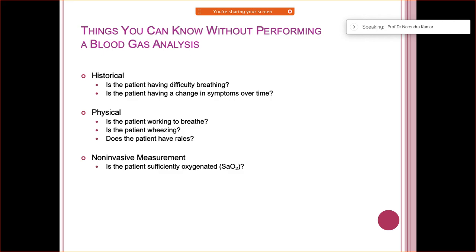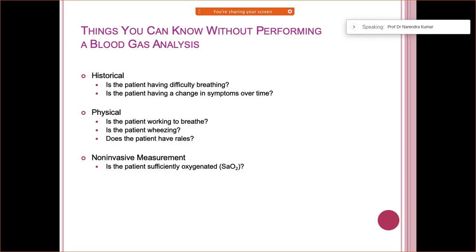For example, we need to ask, is the patient having any difficulty in breathing? Then, how have the symptoms changed over time? Then, what about the physical symptoms? For example, is the patient's breathing related to work, like dyspnea on exertion? Similarly, is it associated with any wheezing? And then you can further see on physical examination, is it related with rales as well? So not always do you have to go invasive. There are non-invasive things as well.